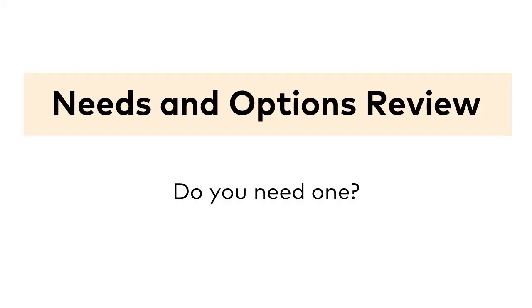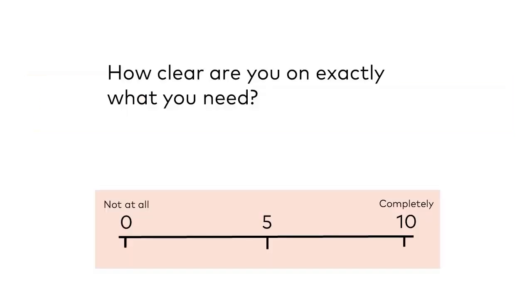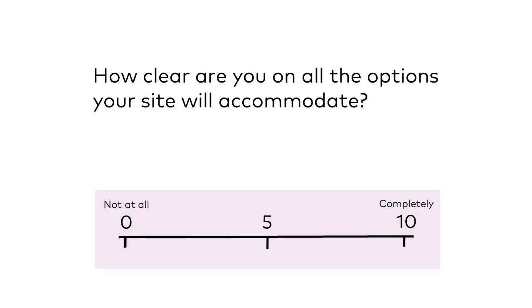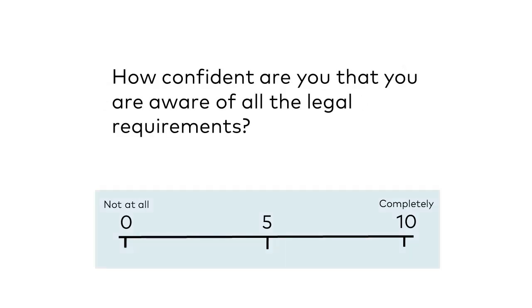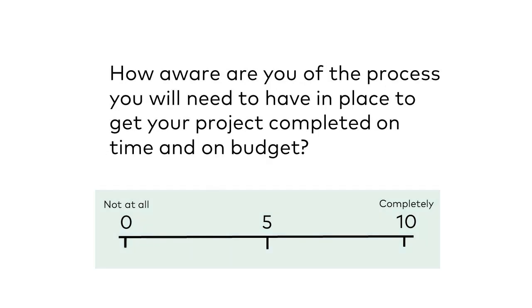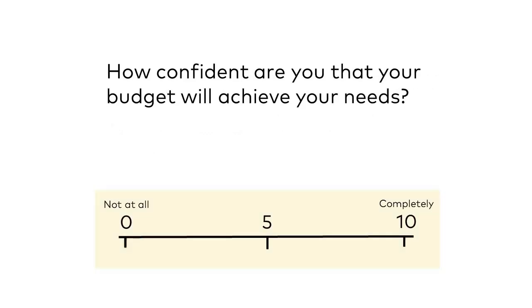You may be asking, do I need a needs and options review? Here's a quick test to find out. Take out a pen and paper and give yourself a score for each of the following questions. Out of 10, how clear are you on exactly what you need? Out of 10, how aware are you of all the various options your site will accommodate? Out of 10, how confident are you that you are aware of all the legal requirements? Out of 10, how aware are you of the process that you will need to have in place to get the project completed on time and on budget? Out of 10, how confident are you that your budget will achieve your needs?